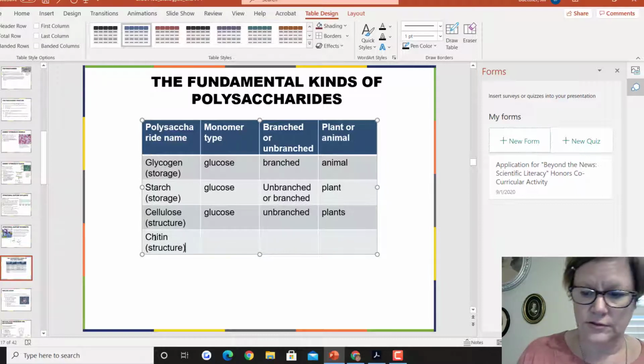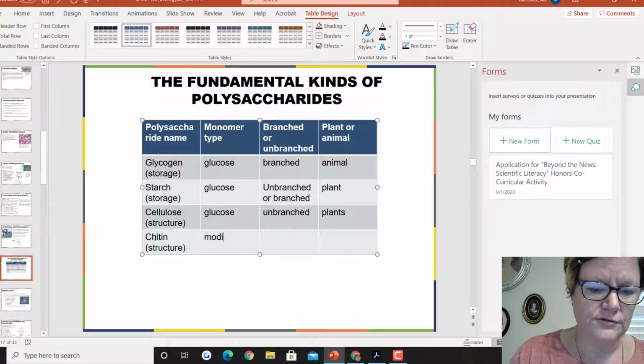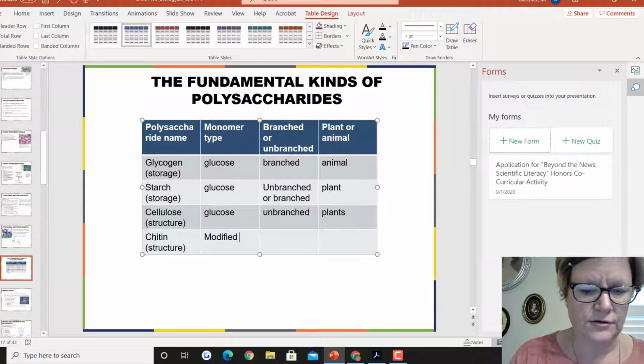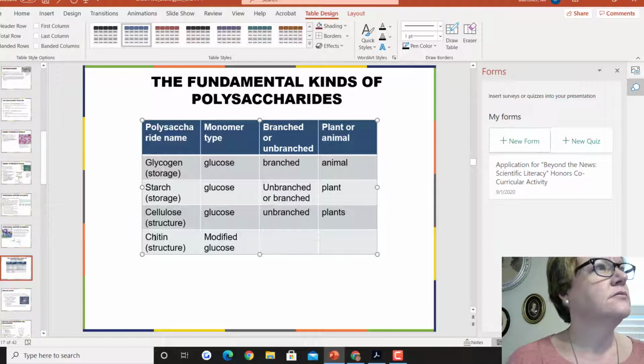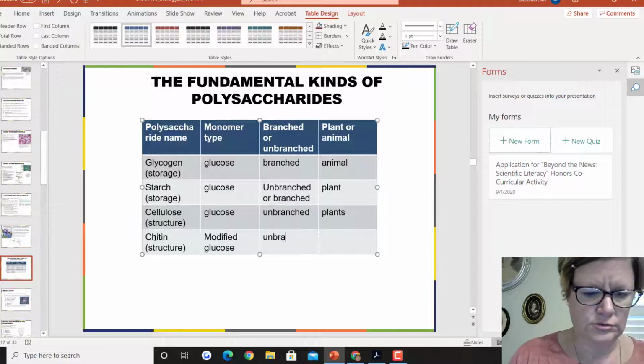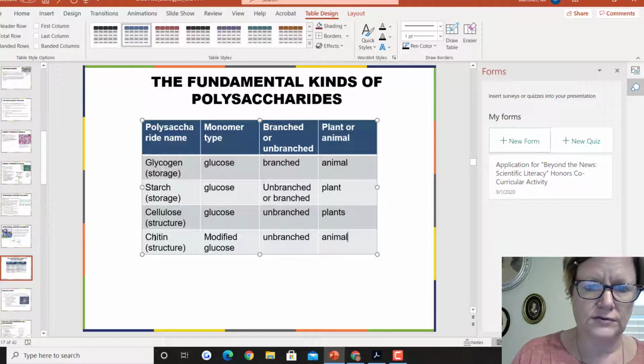Now this one is the only one that's a little bit different. It's the modified glucose, the one that had a little extra something there. Had a little nitrogen in it. Chitin, I think chitin's unbranched. And animals and fungus.